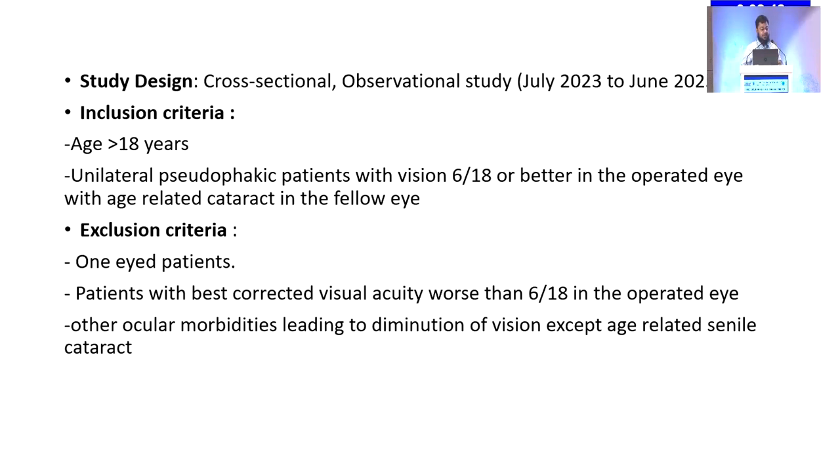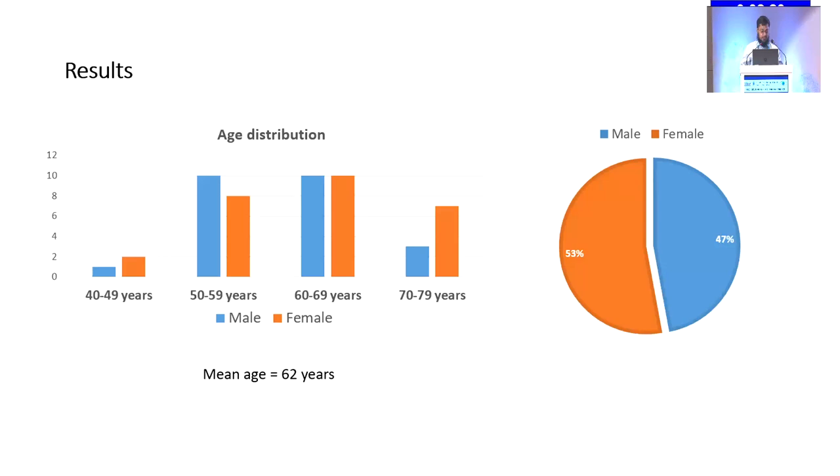We included patients more than 18 years old and unilateral pseudophakic patients with a vision of 6/18 or better in the operated eye and having age-related cataract in the other eye. One-eyed patients, or patients with BCVA less than 6/18 in the operated eye, or having other comorbidities leading to diminution of vision, except age-related senile cataract, were excluded. These are the results.